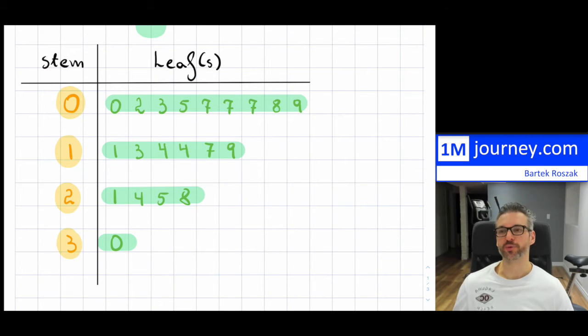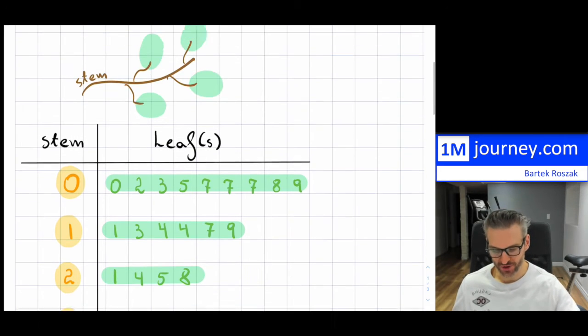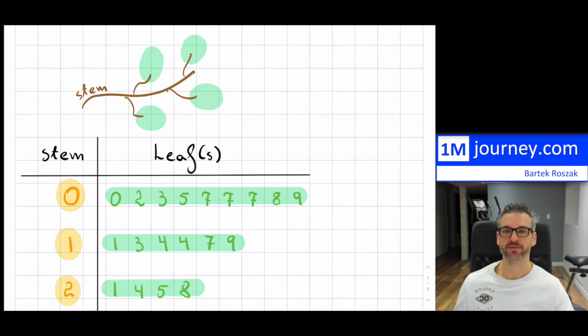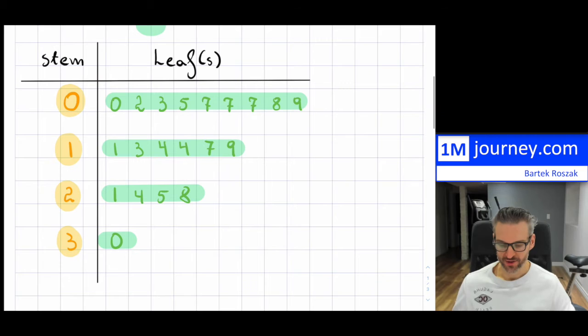So that's how you create these stem and leaf plots. Again, you can think of a stem, and then you can find your leaves, which are basically just growing out of your stem. So this is one example. Let's take a look at another example, which is a little bit more complicated, and I will draw a stem and leaf for that.